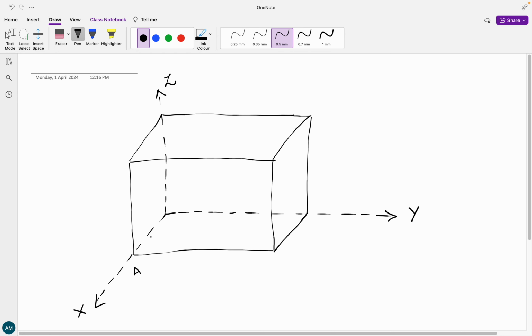The parallelepiped is drawn. Let us name the vertices A, B, C, D, E, F, G, and H. Alright, so let us start with the top face first. So the top face is going to be sigma z dash. For convenience, let us take this to be the positive one. So this is sigma z dash, and the bottom face is going to be sigma z.